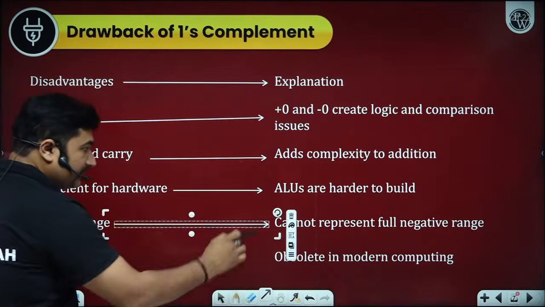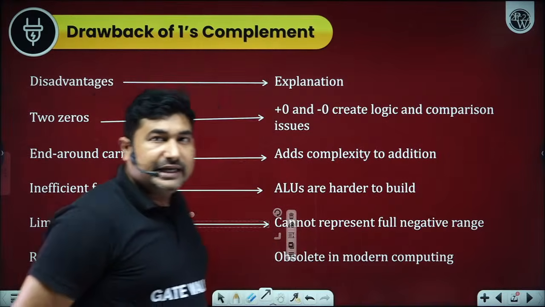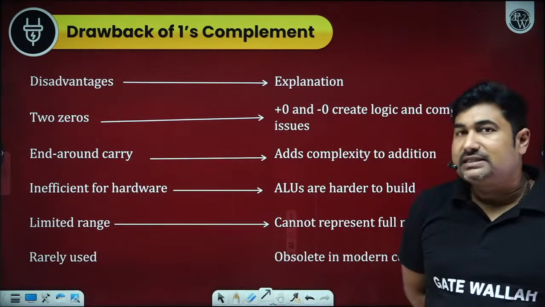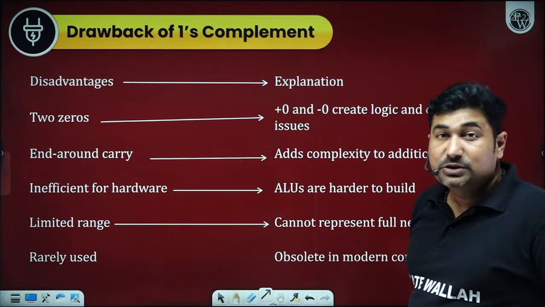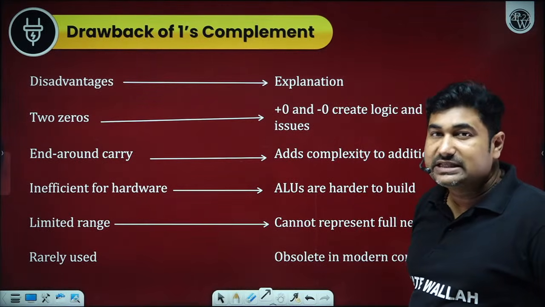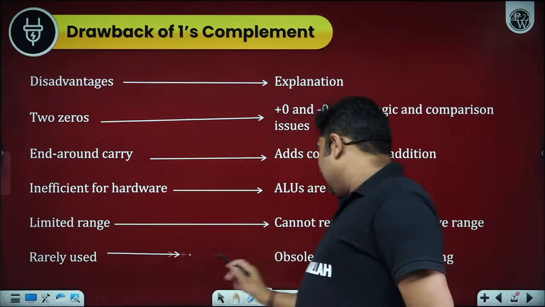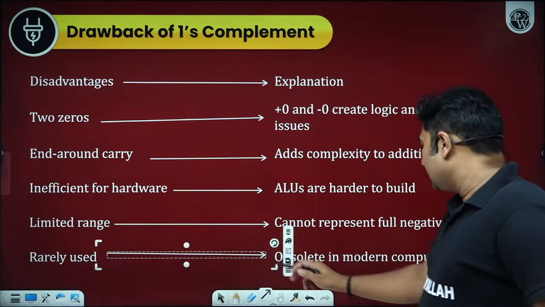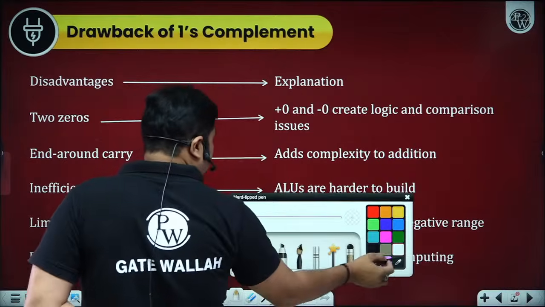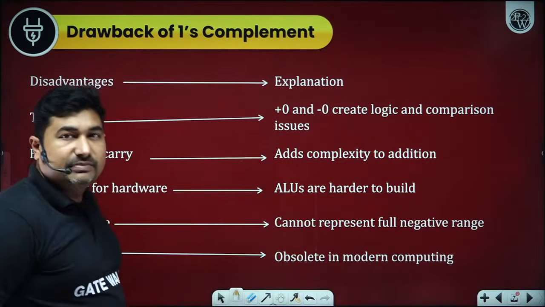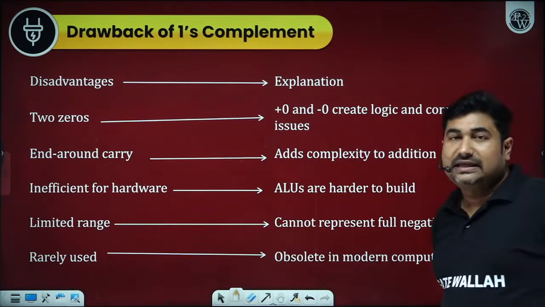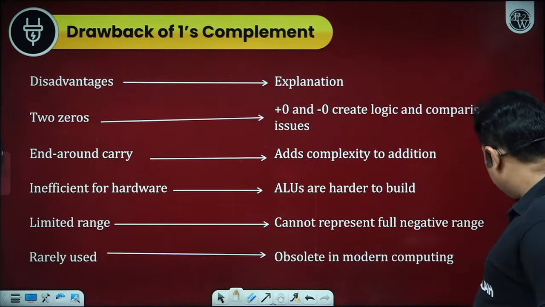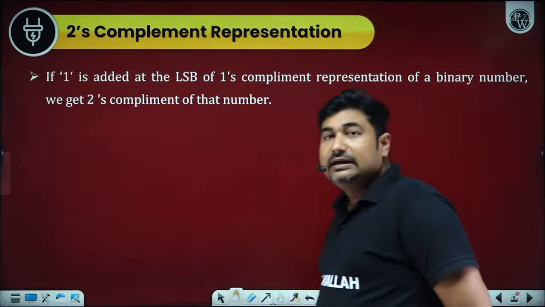Limited range. The total range for a 4-bit is minus 7 to plus 7 only. Is it okay? So the range is reduced by 1 bit. If you observe, the range is reduced by 1 bit. Rarely used because of the 2 zeros issue. Is it okay? So just remember that in 1's complement we have to deal with 2 zeros, which makes things complex. Now come to the 2's complement representation.